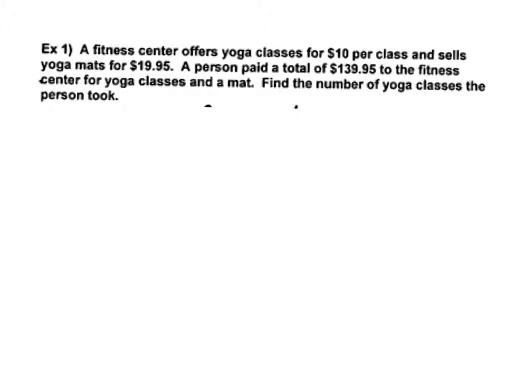Here we go. A fitness center offers yoga classes for $10 per class and then sells yoga mats for $19.95. A person paid a total of $139.95 to the fitness center for yoga classes and a mat. Find the number of yoga classes the person took. The first thing you want to do is define your variable. And this is your clue. It says find the number of yoga classes. So what am I looking for? I'm looking for the number of yoga classes. So I'm going to let y equal the number of yoga classes.